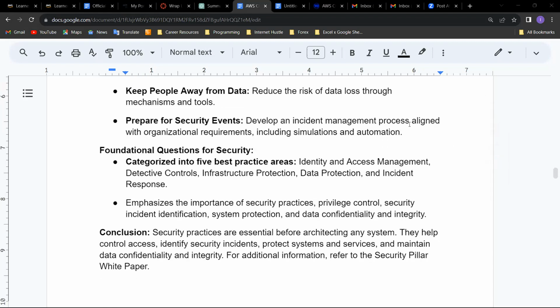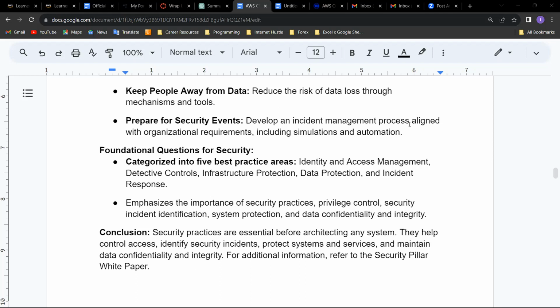And also the foundational questions are categorized into 5 best practices. That is identity and access management: who has access to what? Detective controls: how do I detect security threats? Infrastructure protection: how do I keep my infrastructure safe? Data protection: how do I protect data? And then incident response: when issues happen, how do I respond to them?